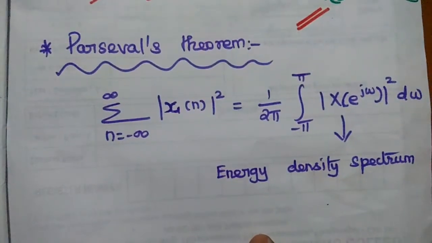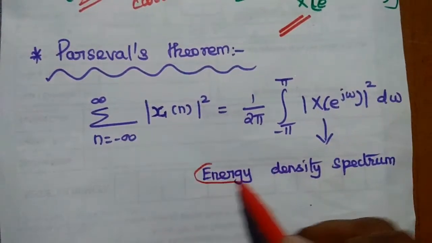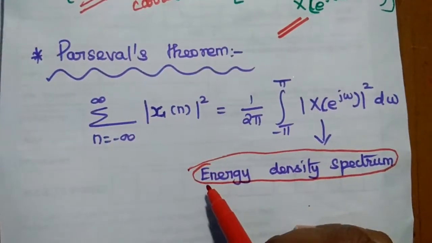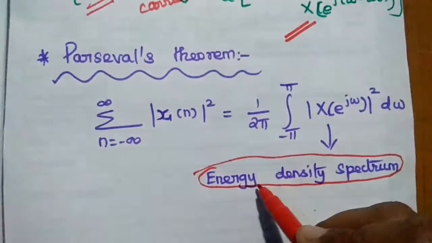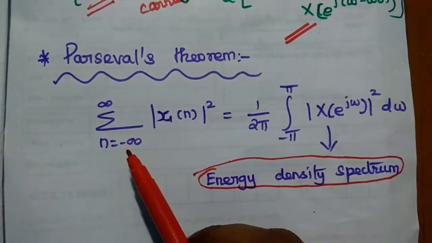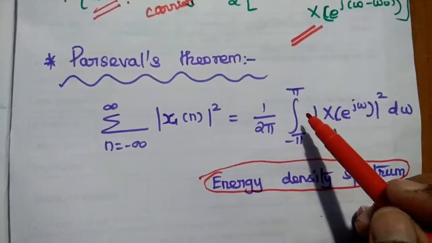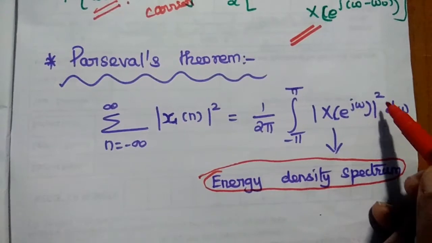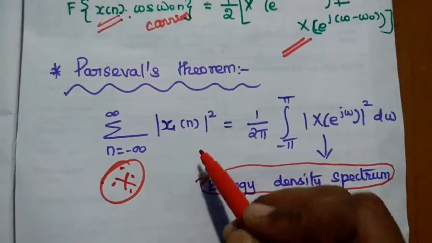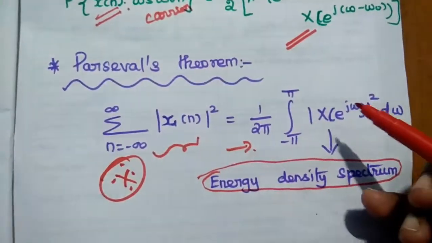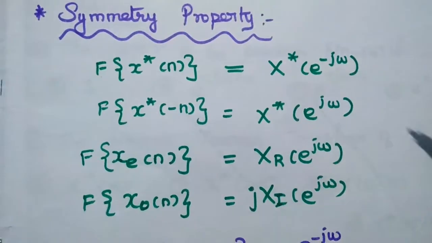And the next one is Parseval's theorem. Parseval's theorem is mainly used to find the energy density spectrum. Here modulus of X of e power j omega squared represents the energy density spectrum. So summation n equals minus infinity to infinity of modulus of x of n the whole square is equal to 1 by 2 pi integration of modulus of X of e power j omega the whole square d omega. This may be an important multiple-choice question. Sometimes they may give the right hand side and ask for the left hand side, or vice versa. The last property is the symmetry property.